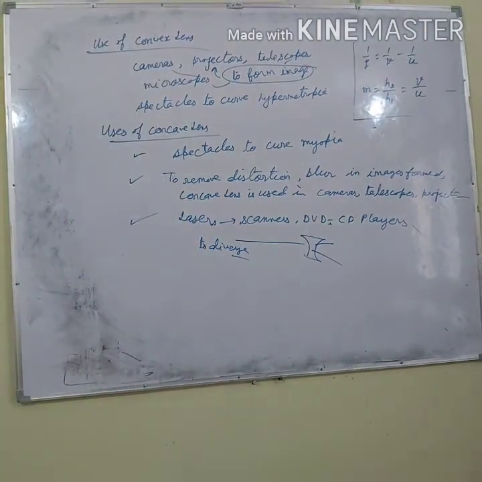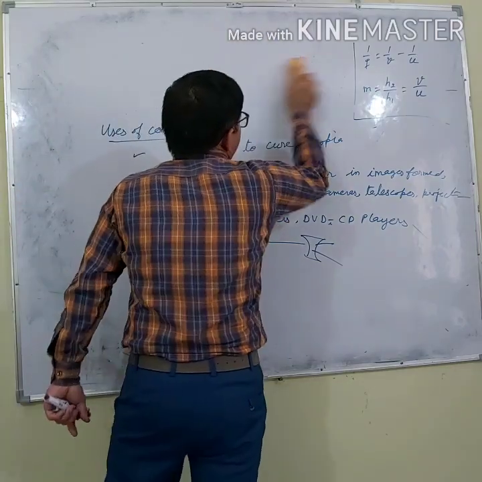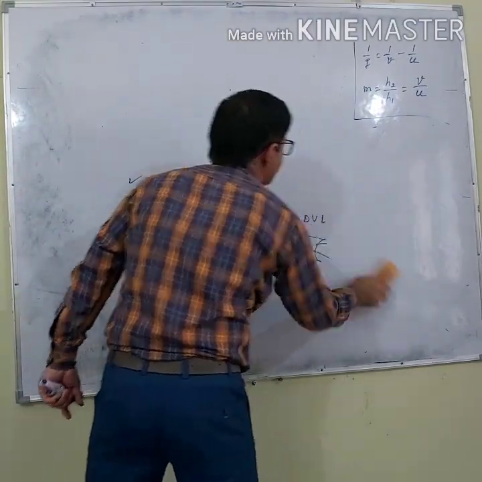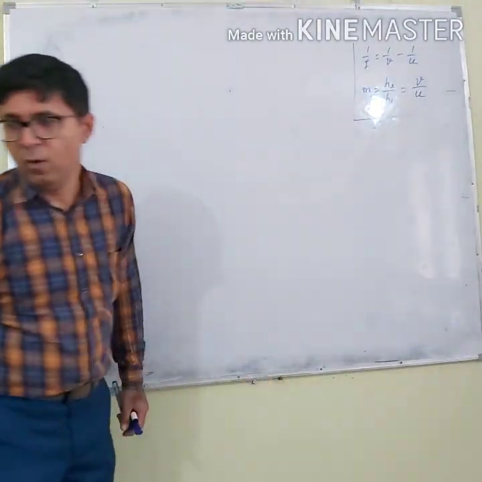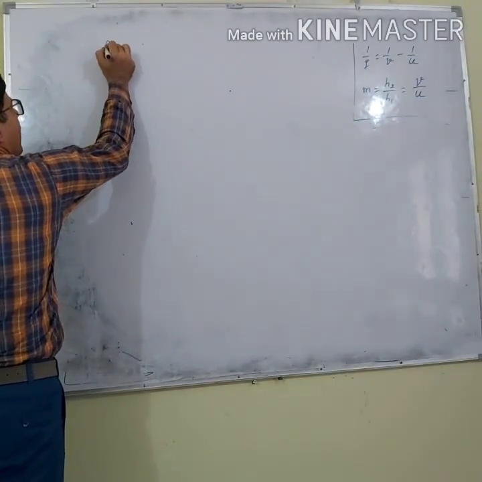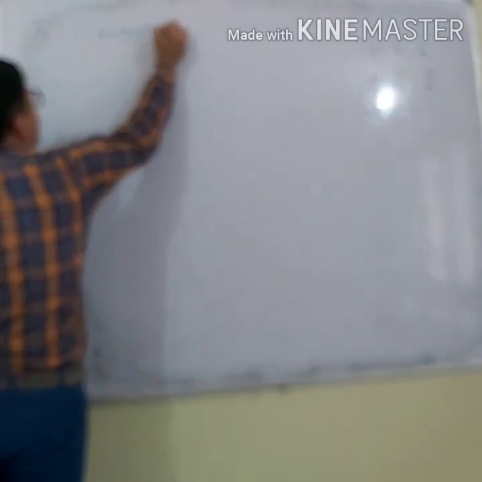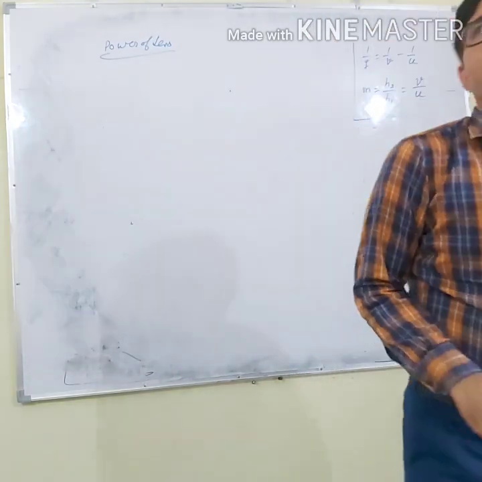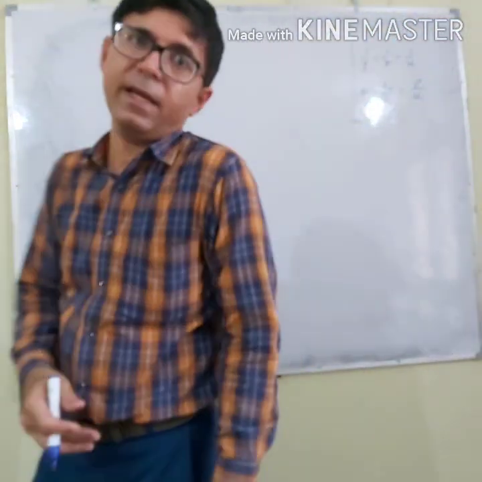Now another very important topic that we are going to discuss, it surely comes in your CBSE exams. That topic is the power of the lens. Direct questions come on this, power of the lens. What is the meaning of the term power of lens? You wear spectacles. What is the number of spectacles? That number is given by the power of the lens that we use in the spectacles.